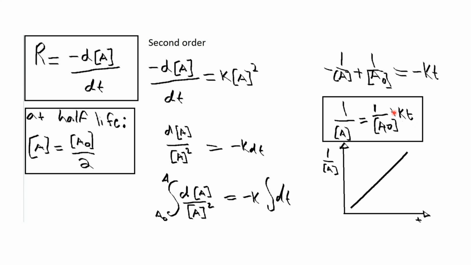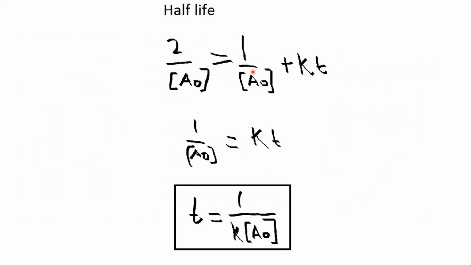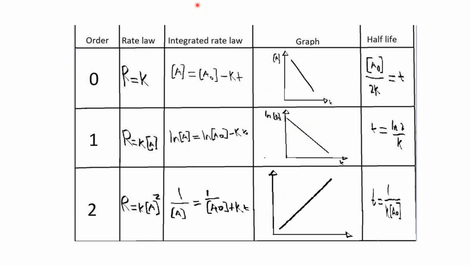And now for the half-life, we follow the same steps. We substitute A with A initial over 2, making it basically 2 over A initial is equal to 1 over A initial plus kt. Take all the A initial terms to one side, you get 1 over A initial is equal to kt, and then you get t is equal to 1 over k A initial. And so that's your half-life for second order. And that's basically it. Now, this table basically summarizes everything for the three orders.